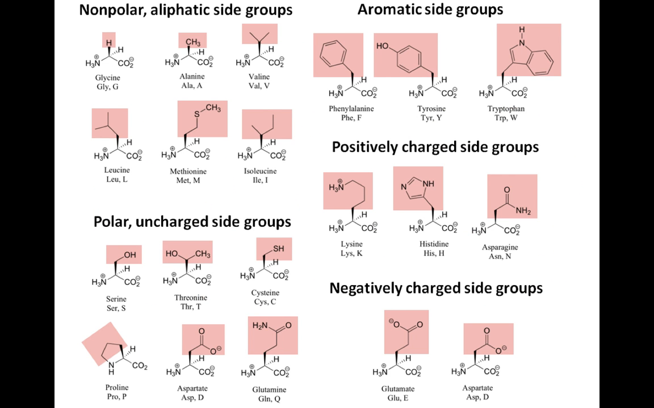There are 20 amino acids, so here in the red, those are all the different R groups, but if you look just beneath that red group, they're all identical. So there's 20 different amino acids.